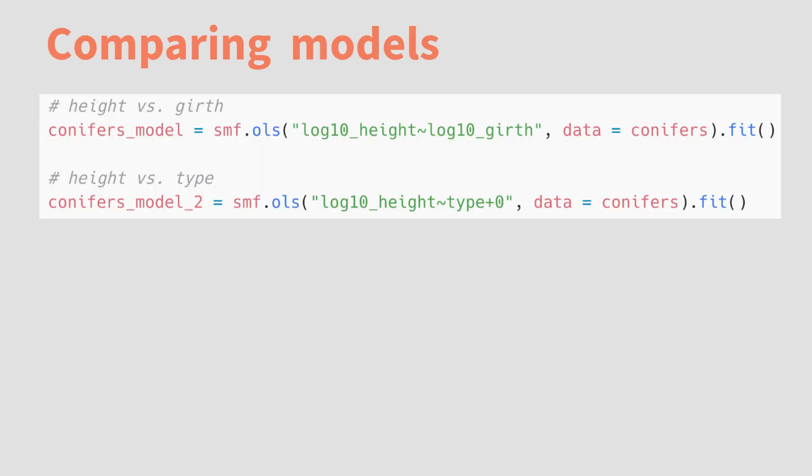Let's look at the two models. The first one models the height of trees based on their girth, and the second one models the heights of the trees based on their type. The goal would be to select the best model. There are several parameters that can be used to select the best model in linear regression. We will look at some of these now.